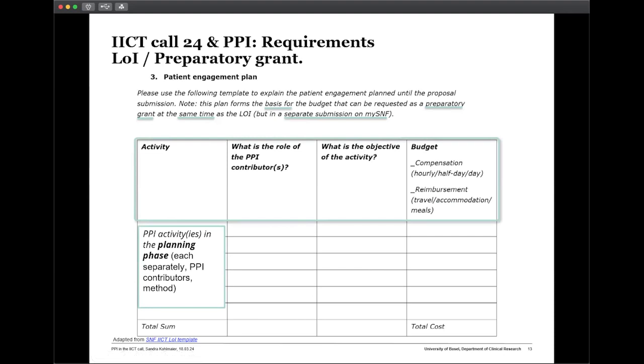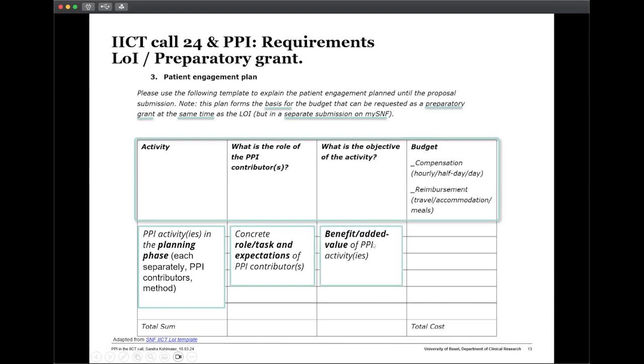So before you submit the proposal to the SNSF, please write down each activity separately, also with a little bit of detail: who you want to include, what kind of PPI contributors, how many, what kind of method you want to use. Then state what concrete task and expectations you have, and also note down what kind of benefits you think these PPI activities will have for your project.